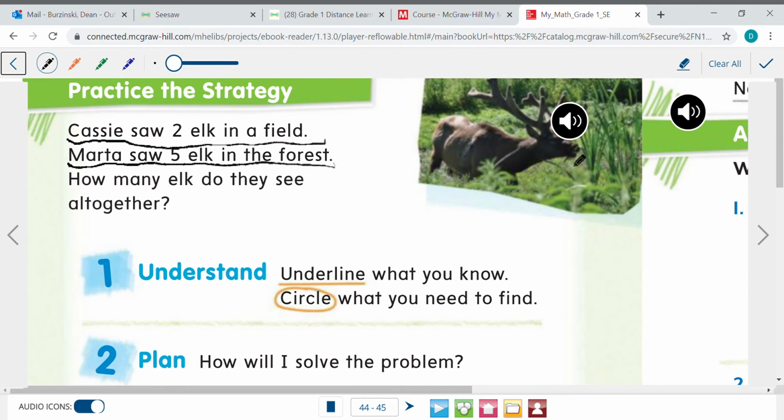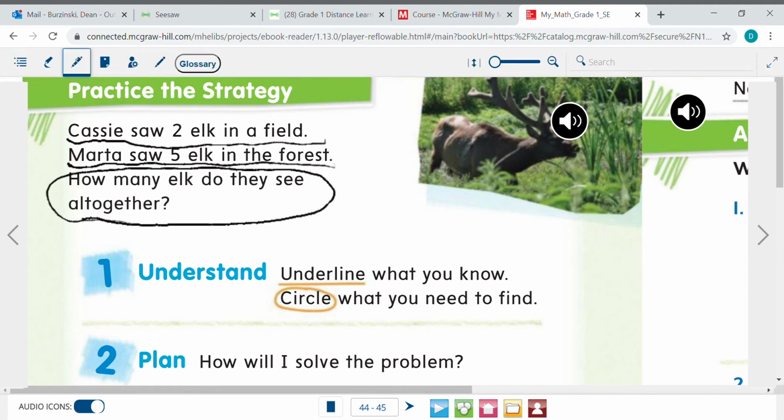How many elk do they see all together? Circle what you need to find out. Well, that's what we need to find out. How many elk do they see all together? We're going to circle that question. All right. Now, make a plan. Cassie saw 2 elk in the field. Marta saw 5 elk. How many did they see all together? My plan is to add them together, and we're going to write a number sentence.